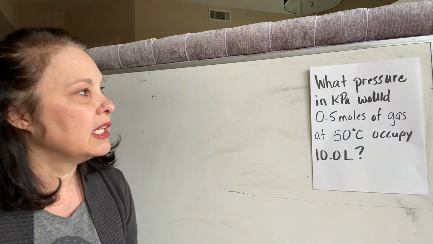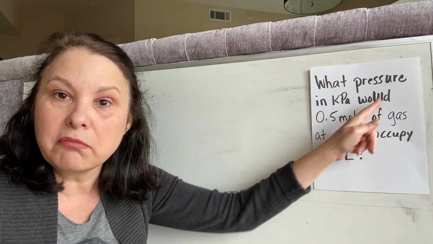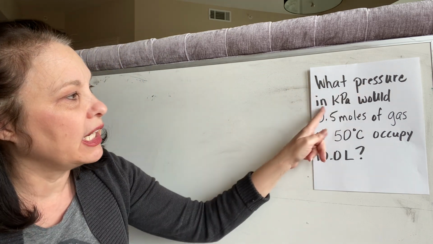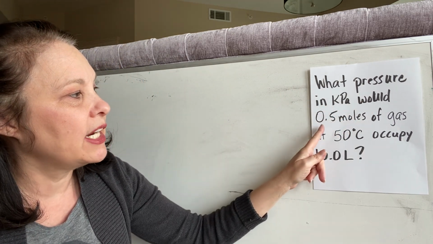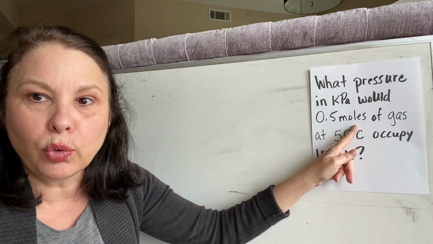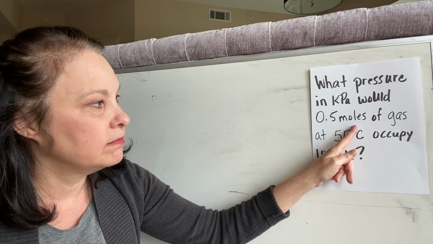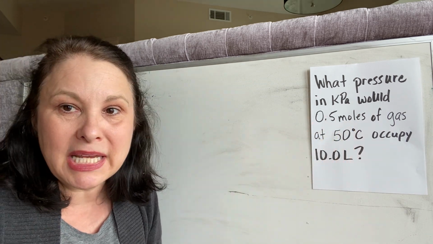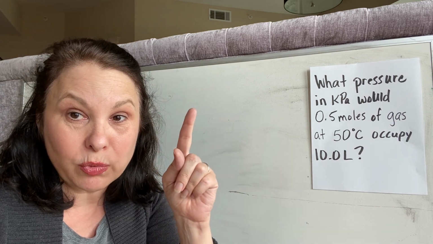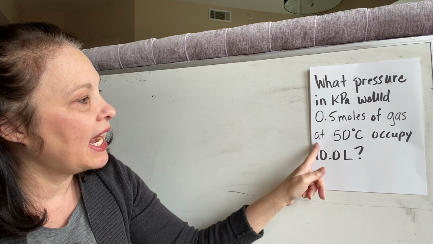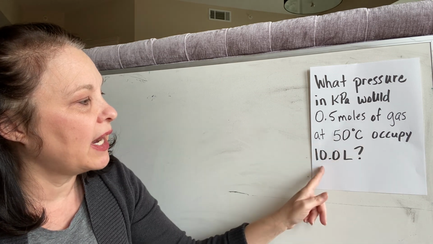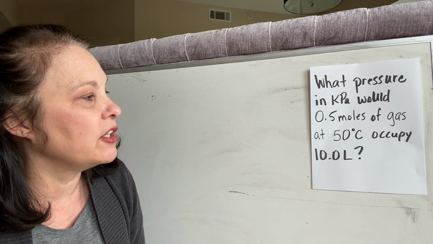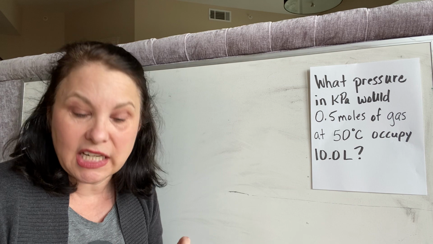Okay, so this says, what pressure? I don't know. That must mean I need to find out, right? What pressure in kilopascals would 0.5 moles of gas at 50 degrees Celsius occupy at 10 liters? There's a special formula for moles, and because I see the word moles, it immediately tells me I have to use the one for moles, okay?